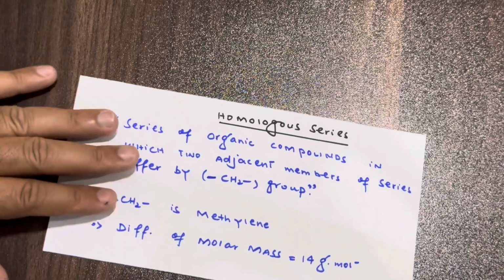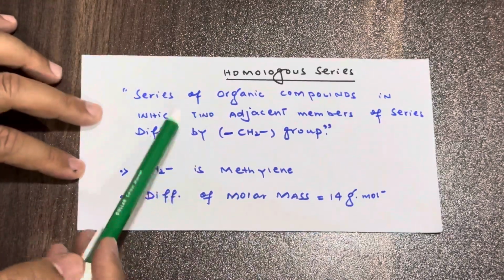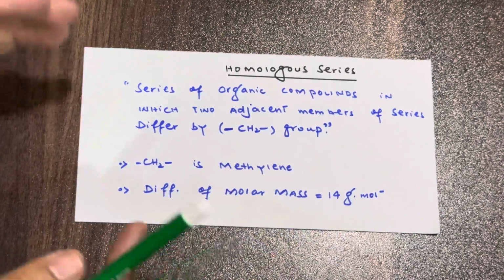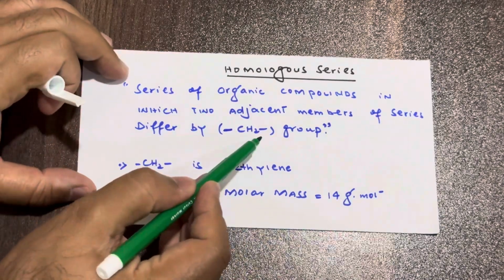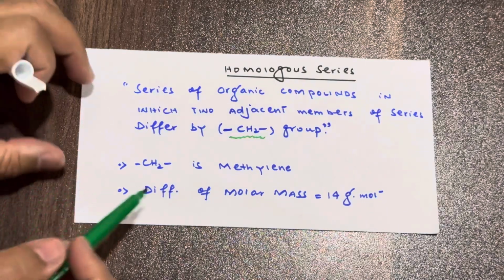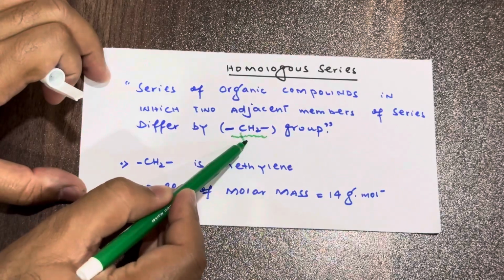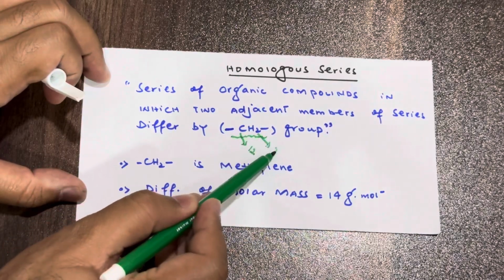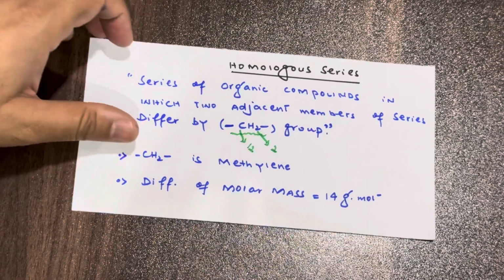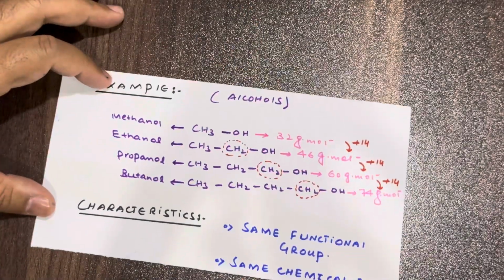Now let us discuss what is meant by the homologous series. My dear students, a homologous series is basically a series of organic compounds in which two adjacent members, meaning the two closest members of the series, differ by only a CH2 group. And this CH2 group is called the methylene group, and the mass of the carbon is 12 and the mass of two hydrogen atoms will be 2. It means that the difference of molar mass between the two members of this series will basically be 14 grams per mole.